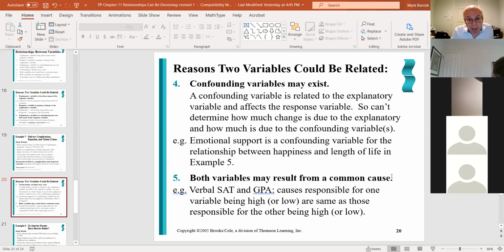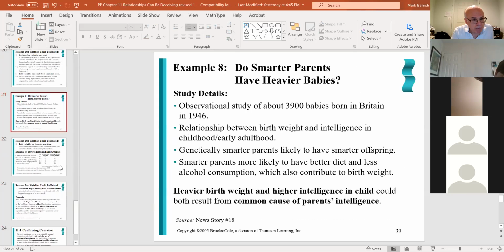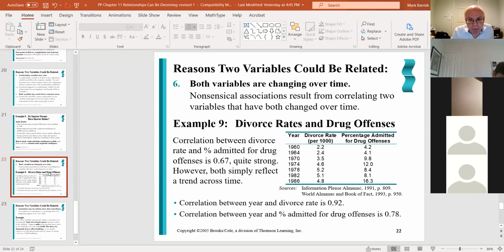Both variables may come from a common cause. Again, the Christmas tree example. That was a possibility. Again, they give more examples in here of the same thing. We could go through them, but we're running out of time.